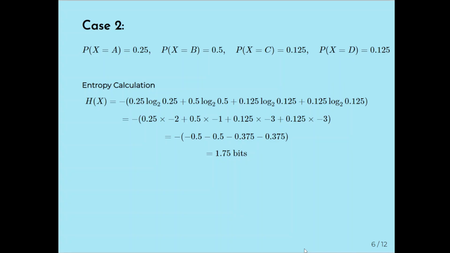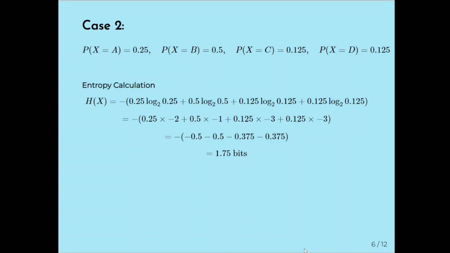So, for A, we have 0.25 times minus 2. For B, we have 0.5 times minus 1. For C, we have 0.125 times minus 3. And for D, we have 0.125 times minus 3. So that is minus 0.5, minus 0.5, minus 0.375, minus 0.375.